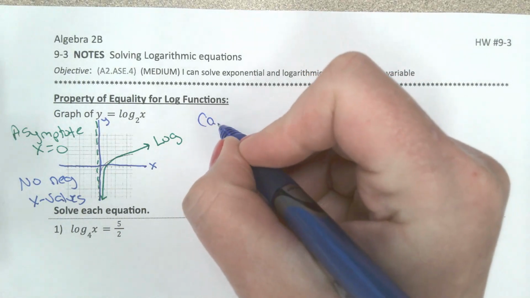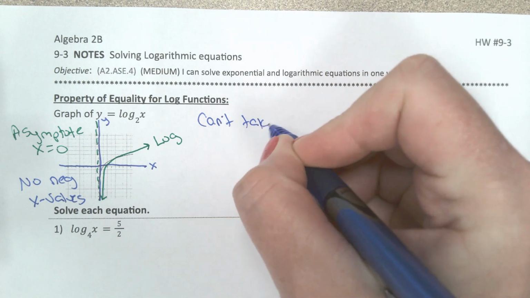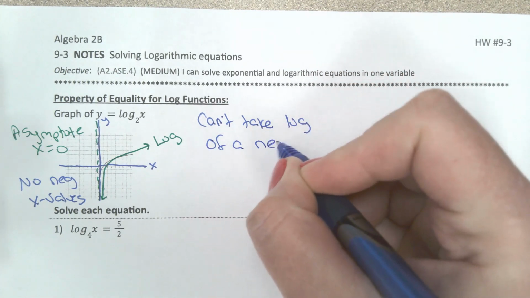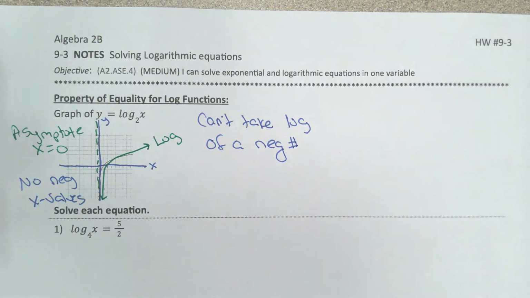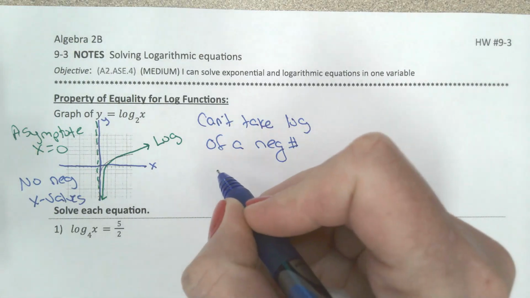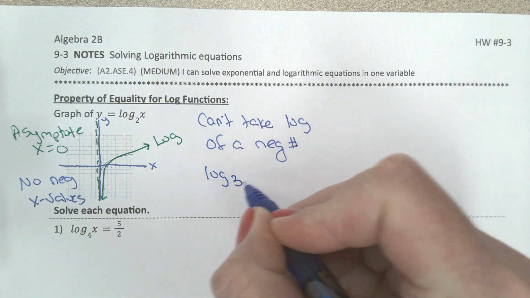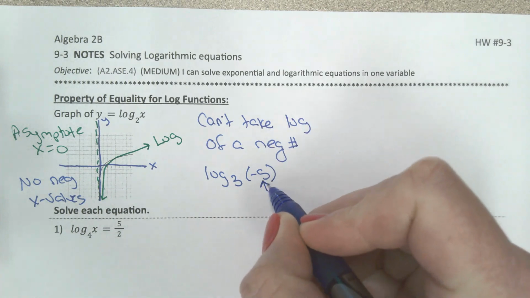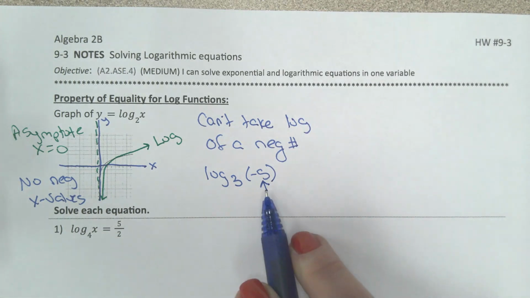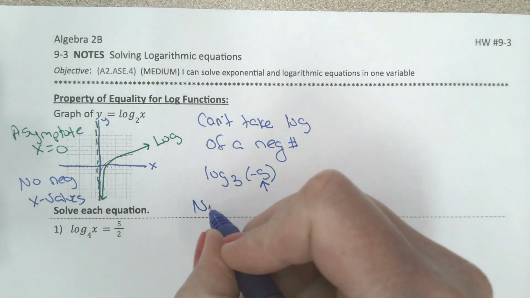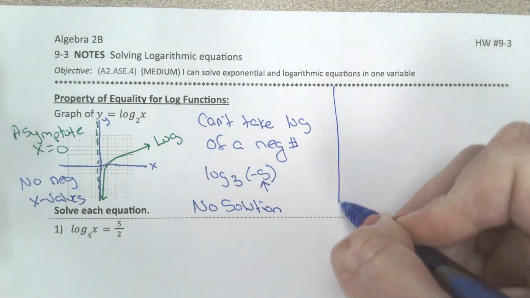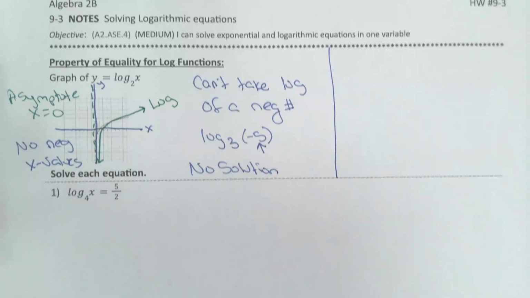Therefore, you can't take the log of a negative number. So this would look something like log base 3 of negative 5. So if you see a negative right there, this is no solution. So that's a little background information.